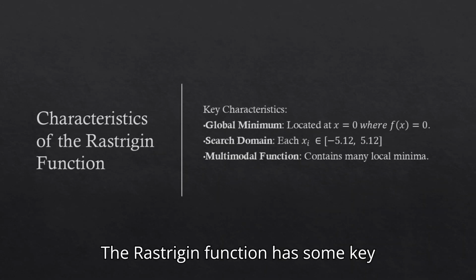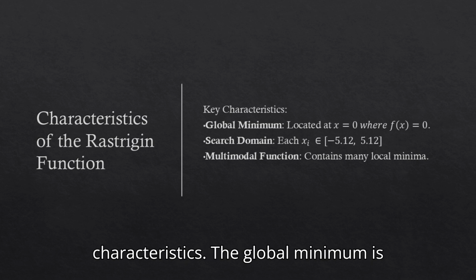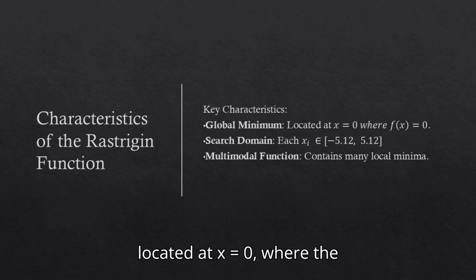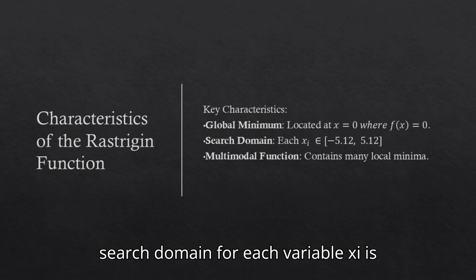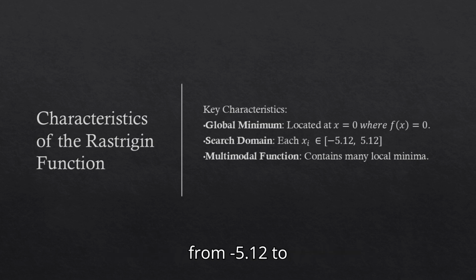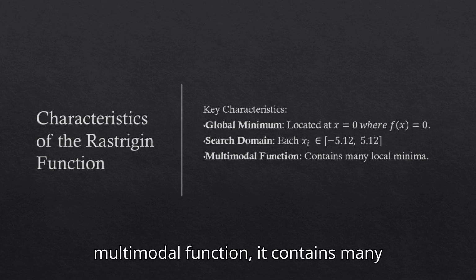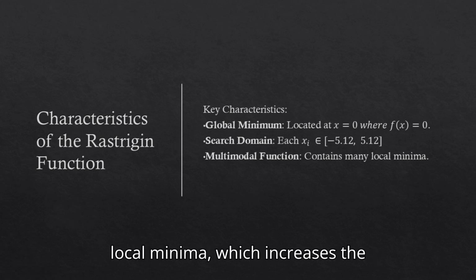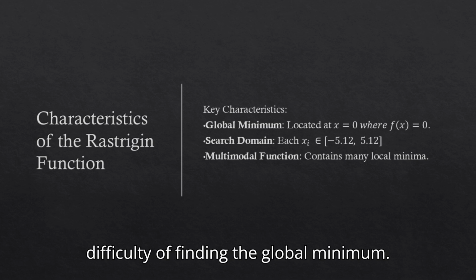The Rastrigin function has some key characteristics. The global minimum is located at x equals 0, where the function value f of x is 0. The search domain for each variable x i is from negative 5.12 to positive 5.12. Being a multimodal function, it contains many local minima, which increases the difficulty of finding the global minimum.